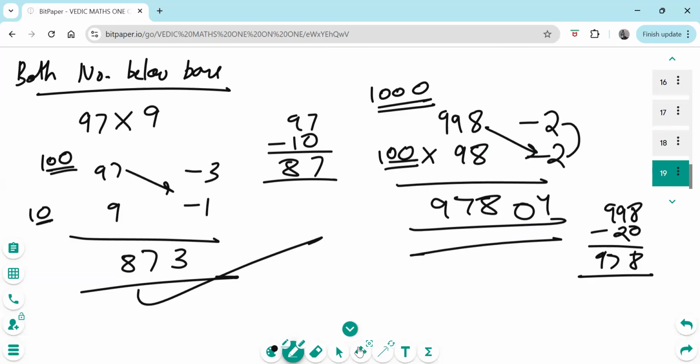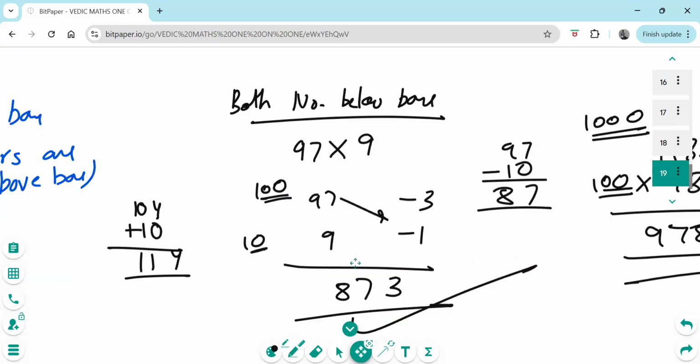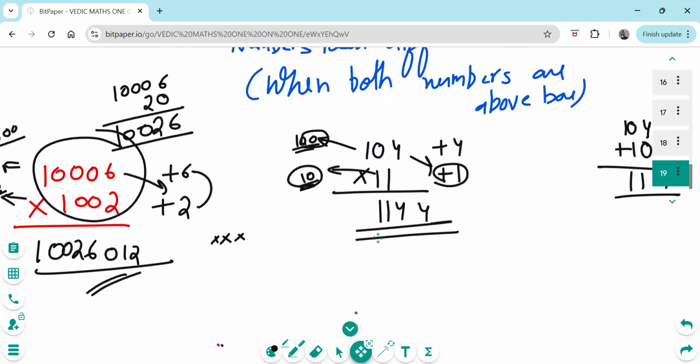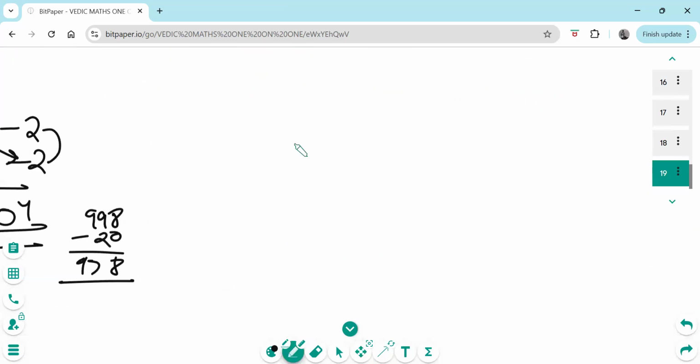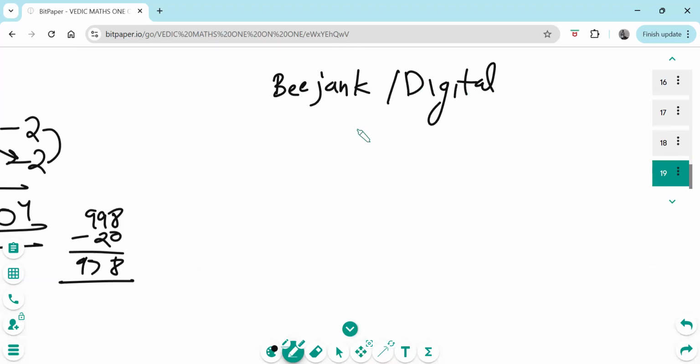Okay, now let's move forward to one more interesting part of this, which is called Bijank. I'm just going to introduce Bijank, also called digital root, that we are going to discuss in the next session actually. Bijank is something like a Brahmastra for us teachers in Vedic maths that helps us to check any calculation whether it is right or not. So it is very, very amazing actually.